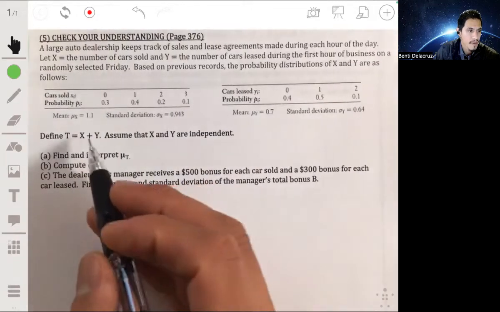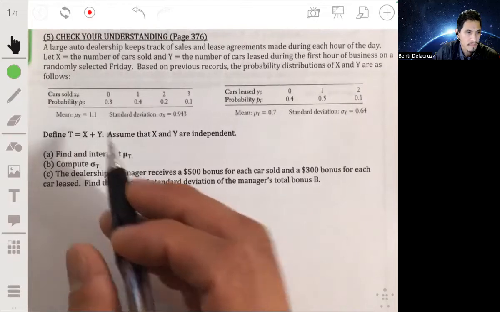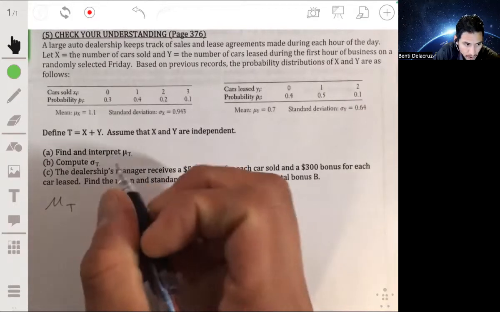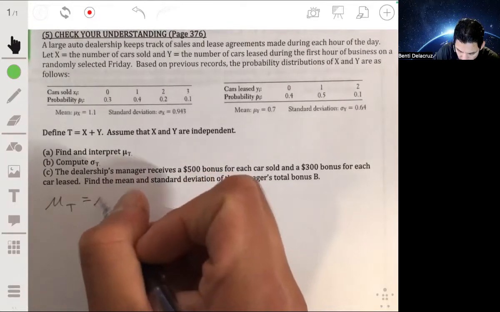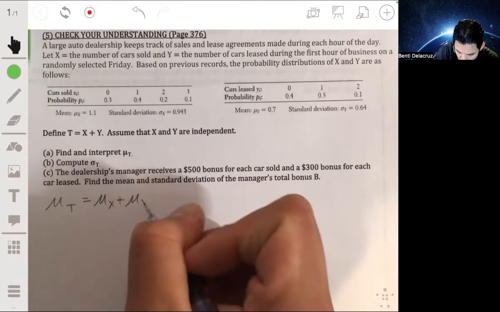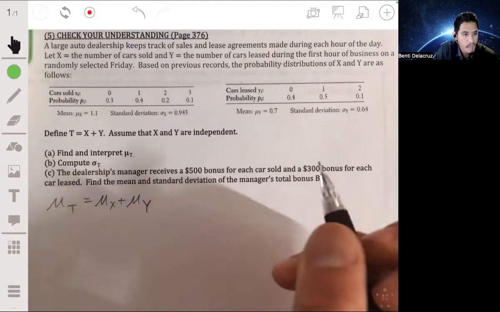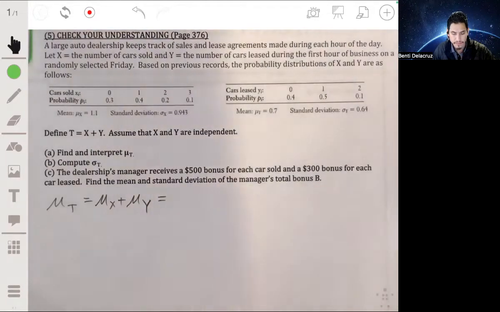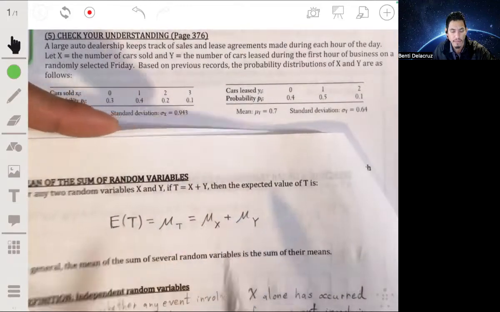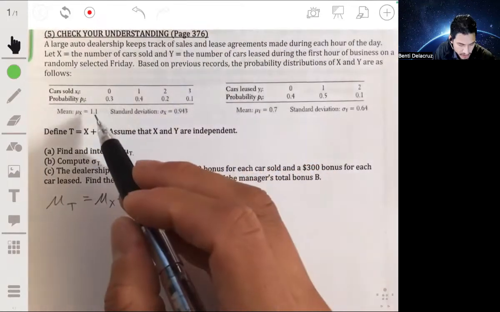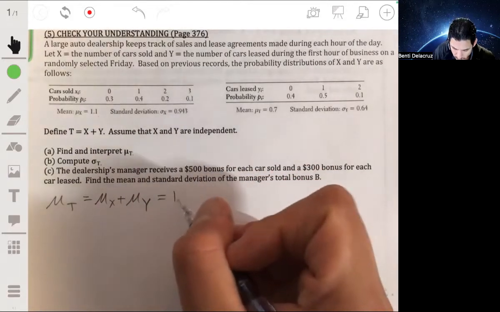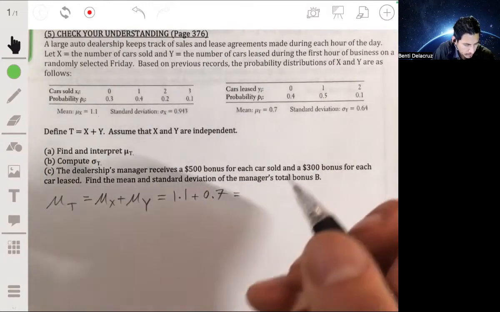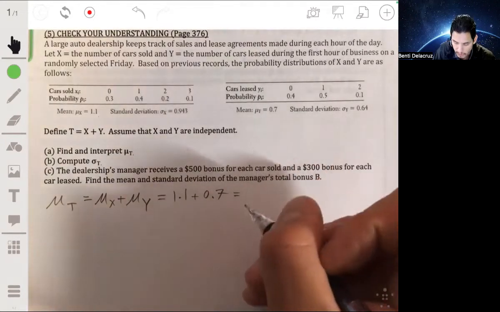All right, if T equals X plus Y, then the mean of T, mu of T, is equal to the mean of X plus the mean of Y. Again, that's just from our formula on the previous page. We have that the mean of X is 1.1. The mean of Y is 0.7. And so the mean of T will be 1.8.